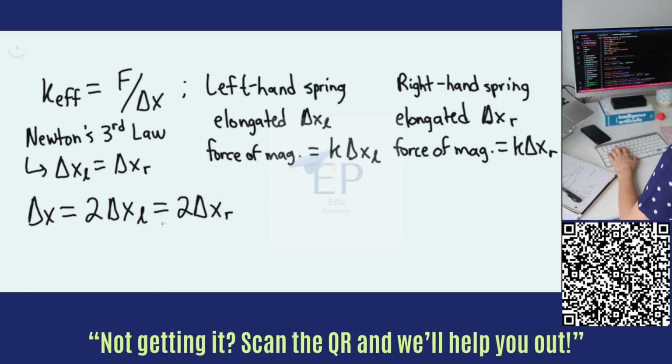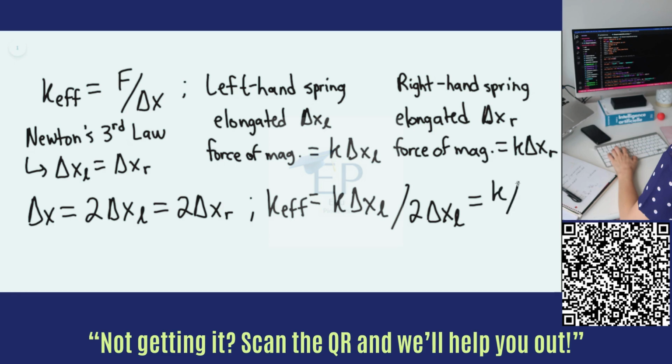Now we can say that the effective spring constant is going to be equal to k times delta x sub L, knowing that the left-hand spring exerts a force on the block and this would be its magnitude, but this would be divided by 2 times delta x sub L. And so this is simply equal to the spring constant given in the problem divided by 2.